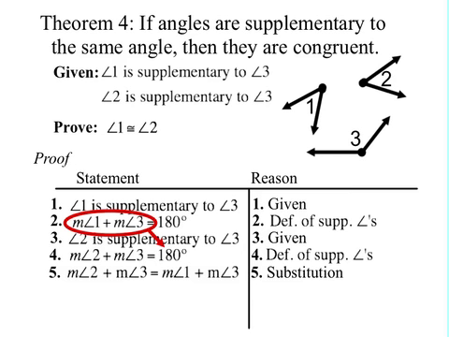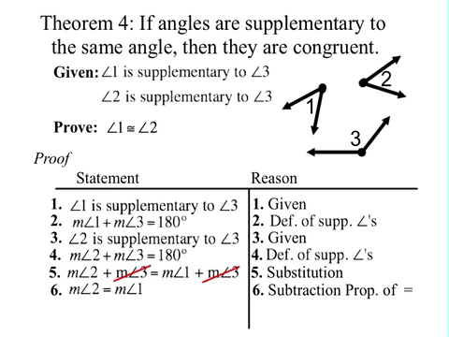In line 2, we have the measure of angle 1 plus the measure of angle 3 is equal to 180 degrees. So we're going to replace the 180 that sits there in line 4 with the expression the measure of angle 1 plus the measure of angle 3, and then we'll write that down in line 5. So now we have that the measure of angle 2 plus the measure of angle 3 is equal to the measure of angle 1 plus the measure of angle 3. And that leads us to the subtraction property of equality.